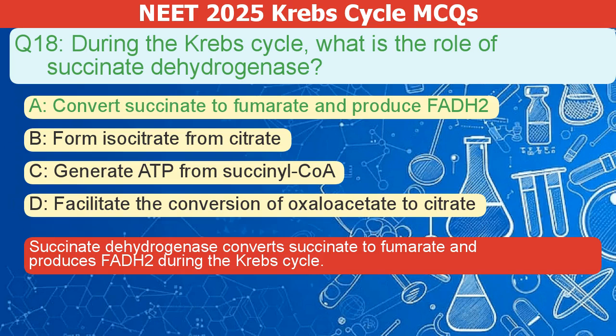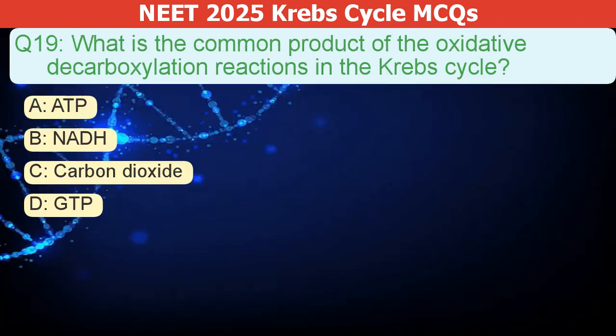The correct answer is A. Succinate dehydrogenase converts succinate to fumarate and produces FADH2 during the Krebs cycle. What is the common product of the oxidative decarboxylation reactions in the Krebs cycle? A. ATP. B. NAD. C. Carbon dioxide. D. GTP.